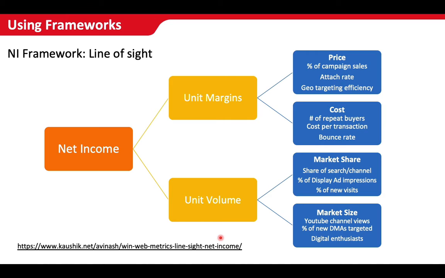Now we break them down and then we can see the metrics. So then we can see the price, the percentage of campaign sales, the attach rate, geo-targeting efficiency, the cost, the number of repeat buyers, the bounce rate, and so forth. I'm not going to go into this in greater detail, but you can kind of see here how you've got the big business objective broken into the main targets you're looking for, and then after that you can see the kind of metrics that you want to be targeting with the KPIs. You want to be measuring those metrics in those products or those offerings or services, so therefore you understand what you should be tracking, and you can set up conversion goals based on that.